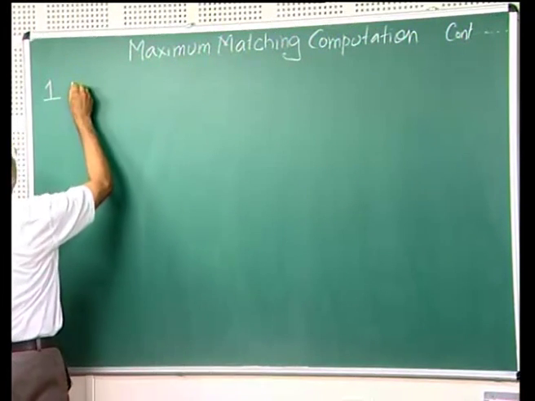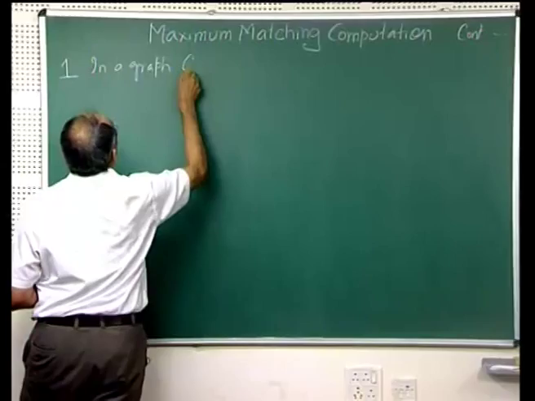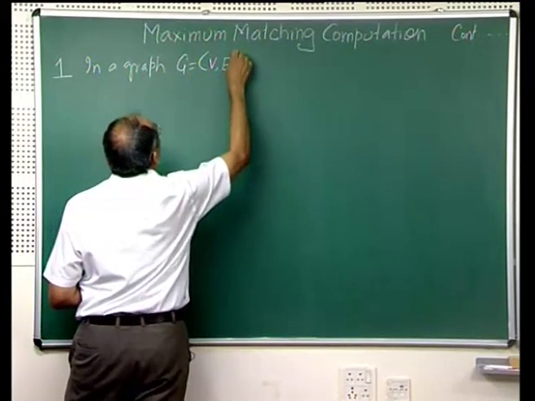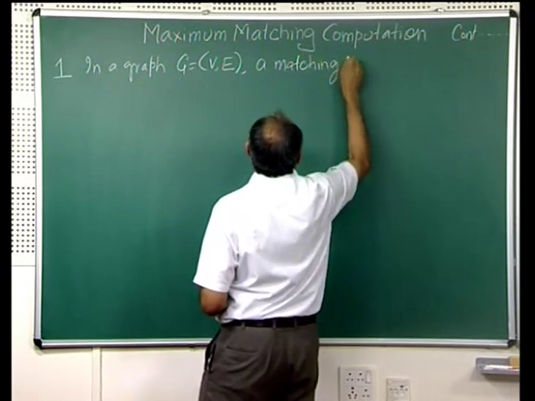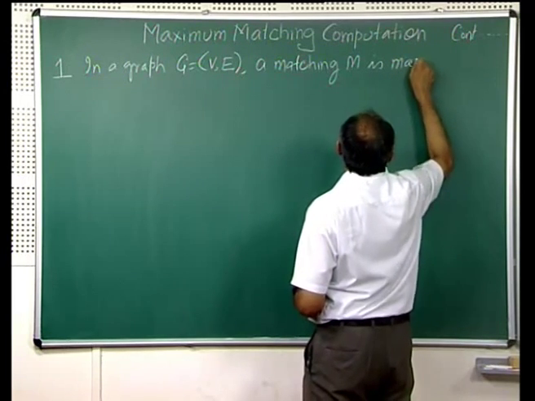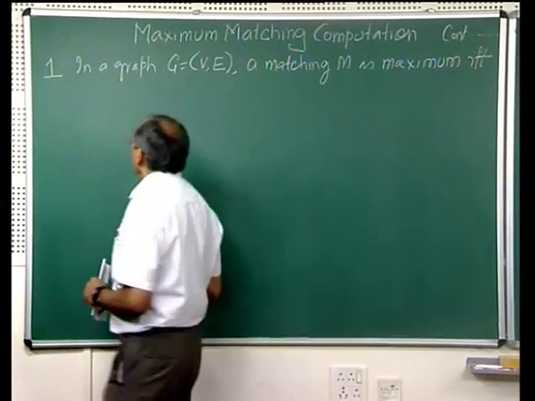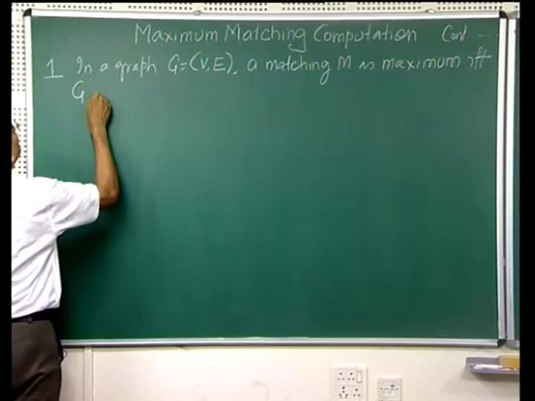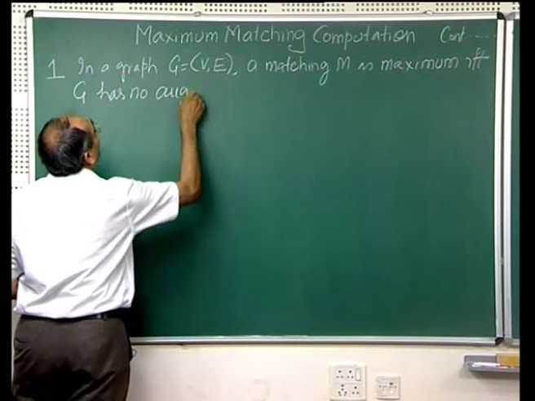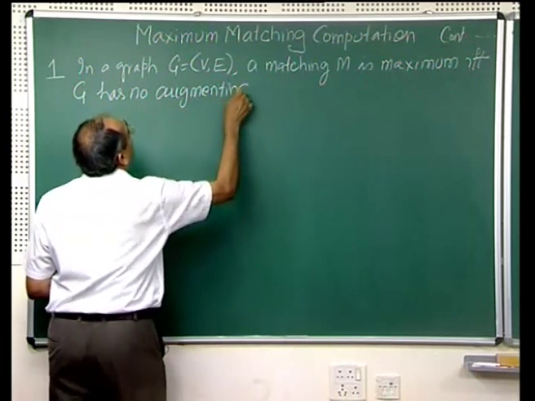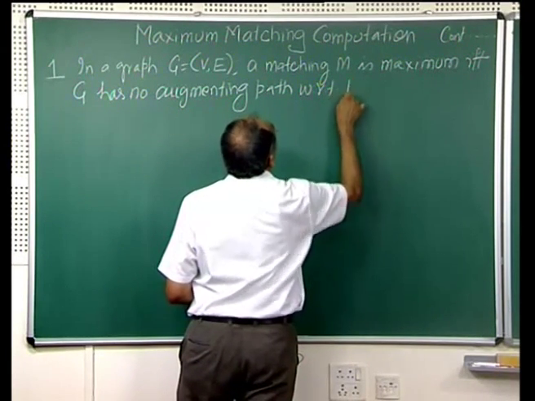It says that in a graph G(V, E), a matching M is maximum if and only if G has no augmenting path with respect to M.